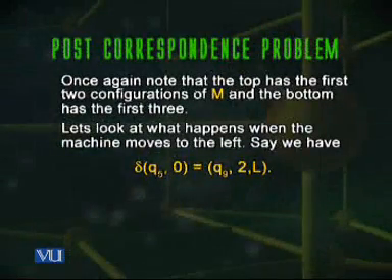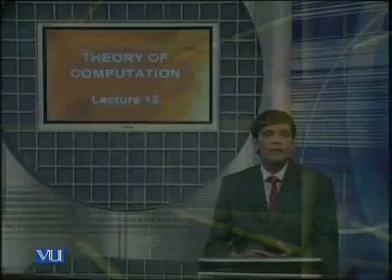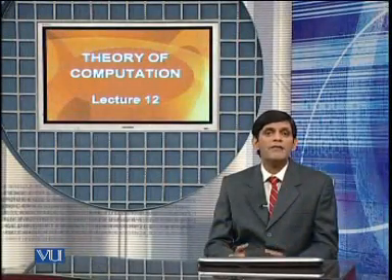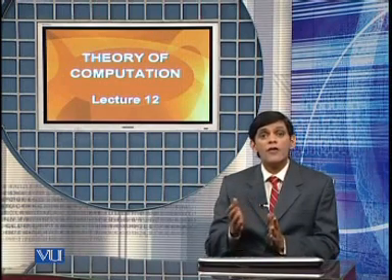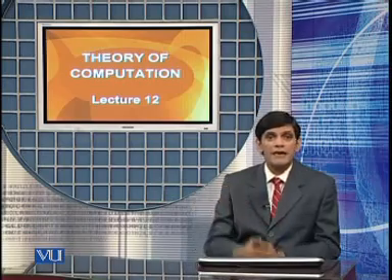Let's continue. So far we have only looked at examples when the machine moves to the right. Now let's take an example when the machine moves to the left. Let us say delta of Q5, 0 is equal to Q9, 2 and L. This means when the machine is in state Q5 and it's reading a 0, it goes into the state Q9, writes a 2 and now moves to the left.